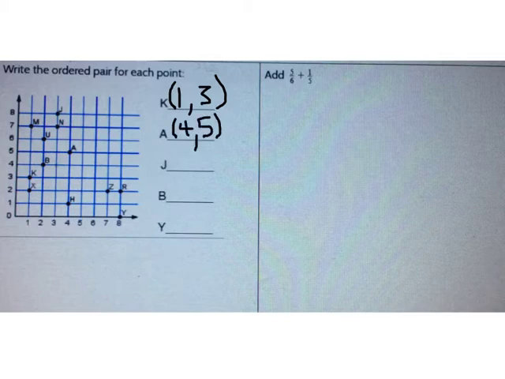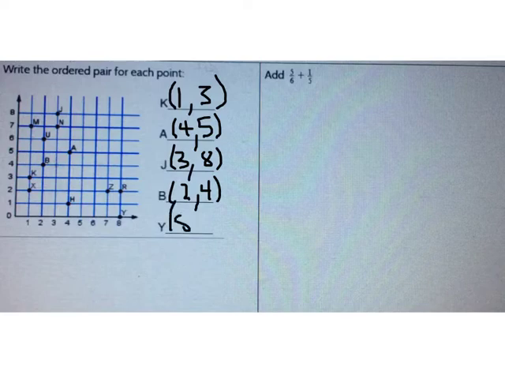What's the ordered pair for j? The ordered pair for j is 3, 8. What's the ordered pair for b? The ordered pair for b is 2, 4. What's the ordered pair for y? The ordered pair for y is 8, 0.